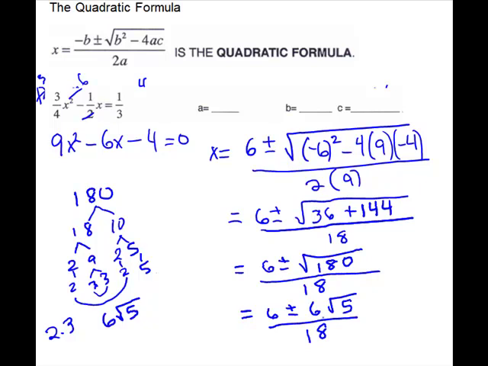We can simplify a little bit because these outside factors all have a common factor of 6. So we can divide by 6. 6 will go into 6 once. 6 will go into 6 once. 6 will go into 18 3 times. So we have 1 plus or minus the square root of 5 over 3.